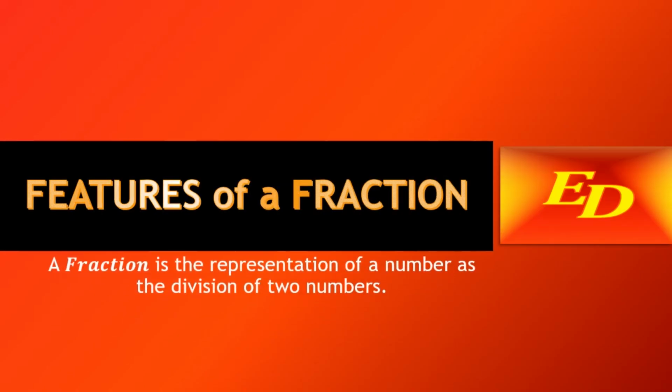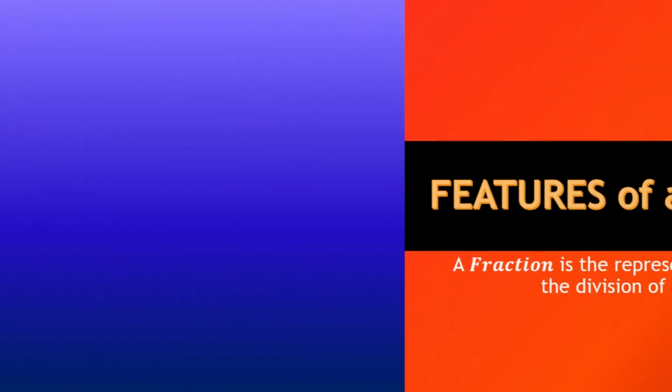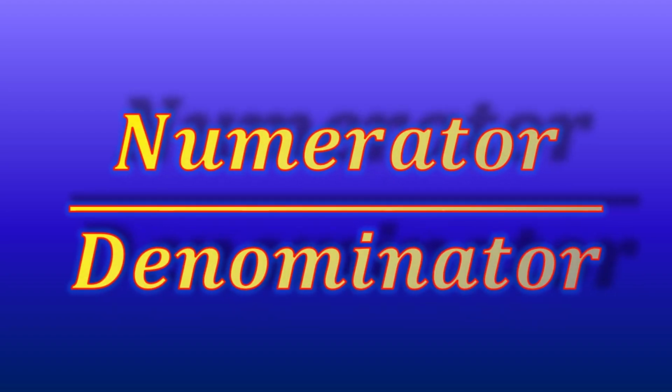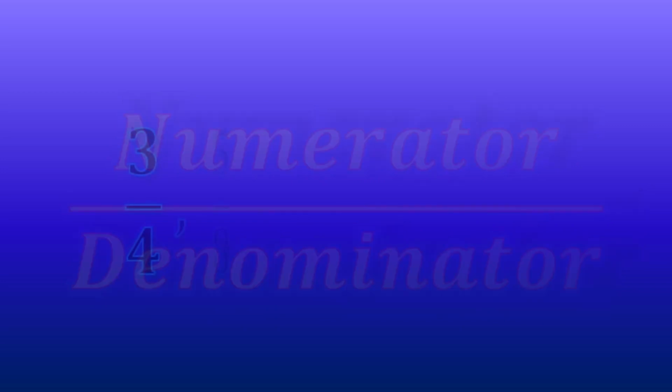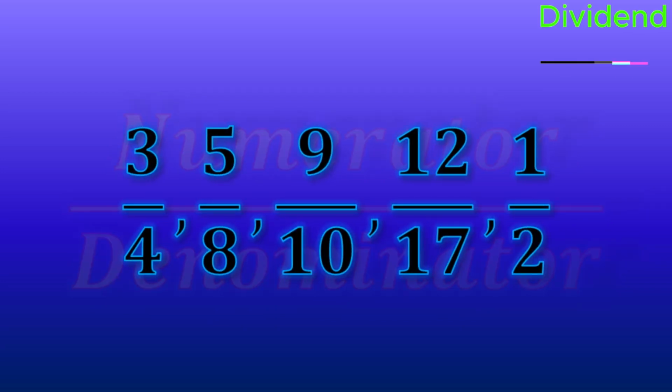A fraction is the representation of a number as the division of two numbers. All fractions consist of the following: the numerator at the top and the denominator at the bottom. The numerator is the dividend, which is the number that gets divided by the divisor being the denominator.